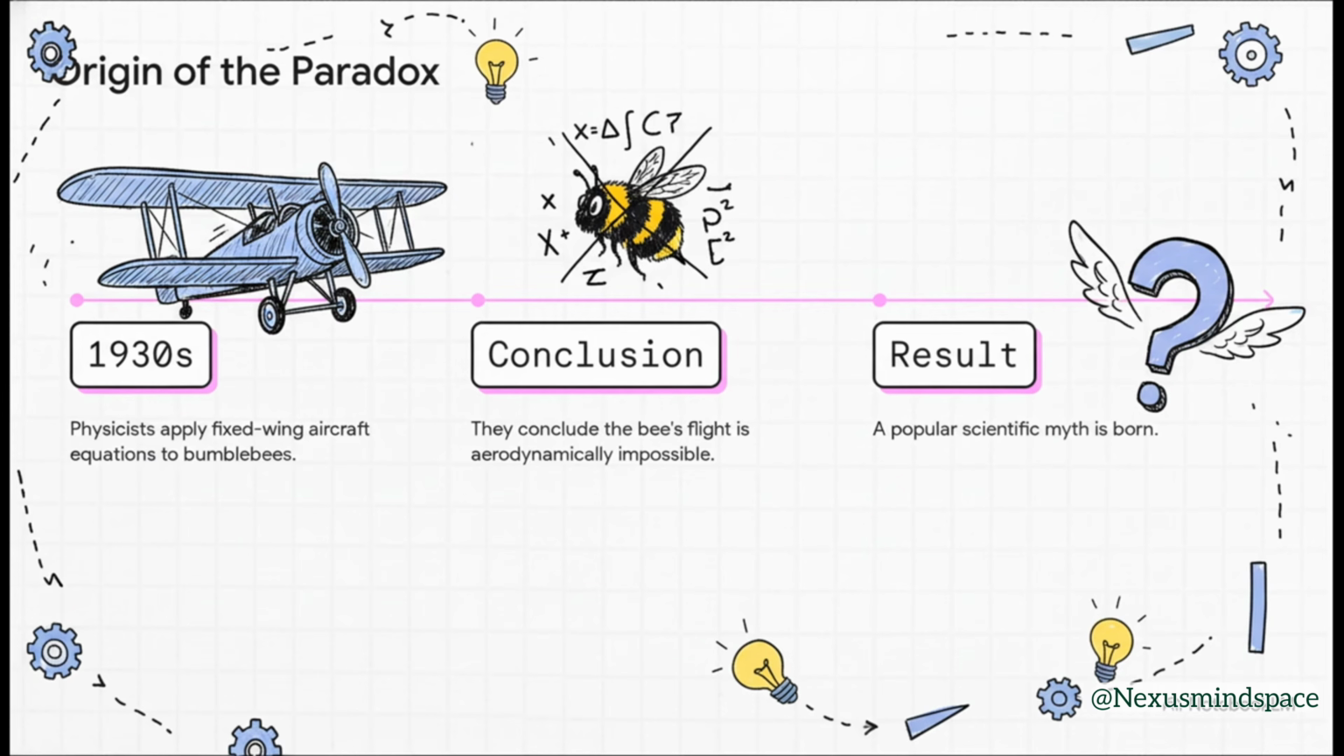See, the only math they had for flight was all designed for airplanes. You know, things with huge, rigid wings that just slice neatly through the air. So when they took those formulas and tried to apply them to the bee's tiny, buzzing, frantic wings, the math just fell apart. It didn't work. The only conclusion they could come to was that, according to their models, the bee's flight was totally impossible.